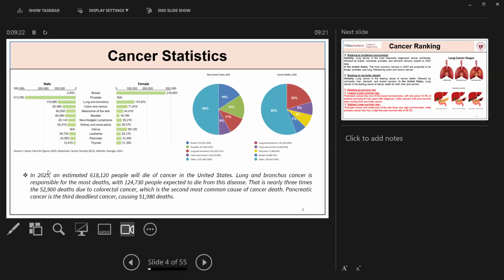And in these statistics, you can see different types of cancers like breast cancer, prostate cancer, and lung and bronchus cancer. For females, breast cancer is the number one cancer, commonly occurring in women all over the world. Skin cancer, bladder, kidney. So what not? There are 100 different types of cancers. And the next slide will be the ranking of cancer based on its incidence, mortality, or survival rate.